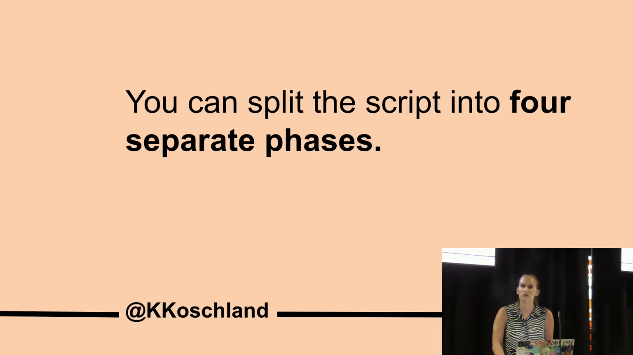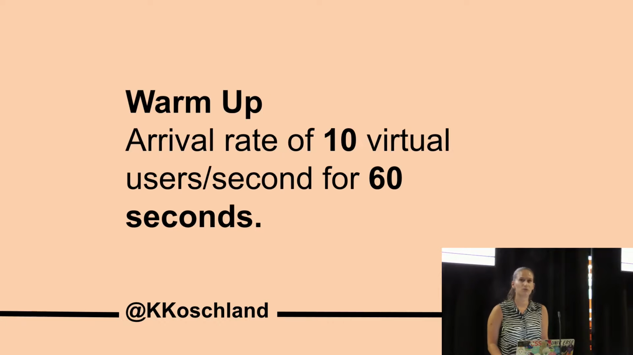This way, your script is capturing the different shapes of traffic that could potentially be hitting your application over the production cycle. Depending on the size of your application can depend on how you define those separate phases, but I will show you what I decided was appropriate for the scale of our application. So first I defined a warm-up phase, and this was the arrival rate of 10 virtual users per second that lasted for just 60 seconds.